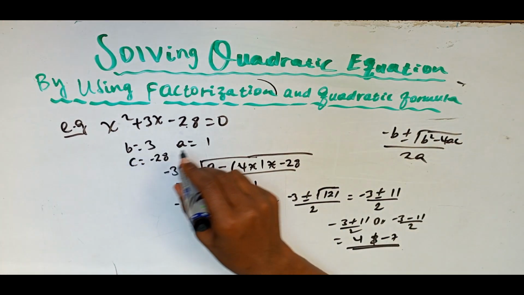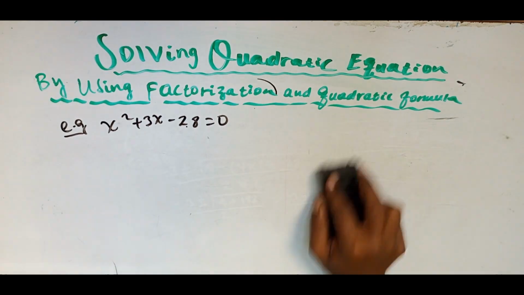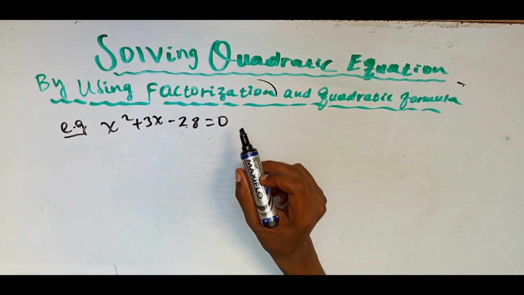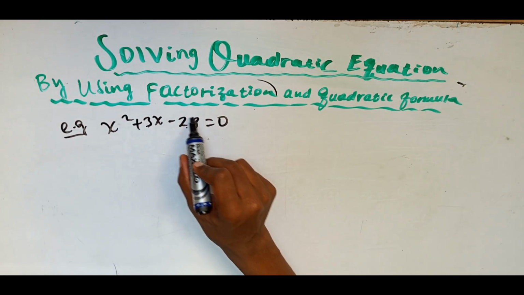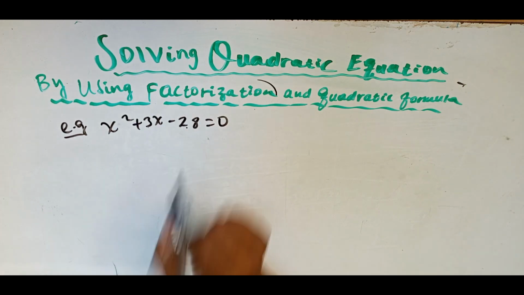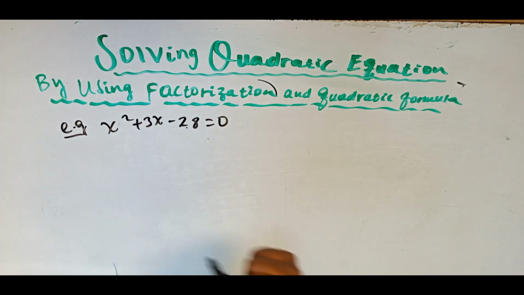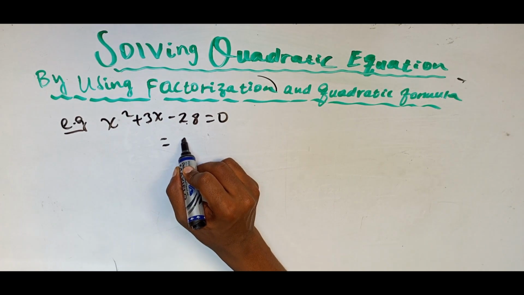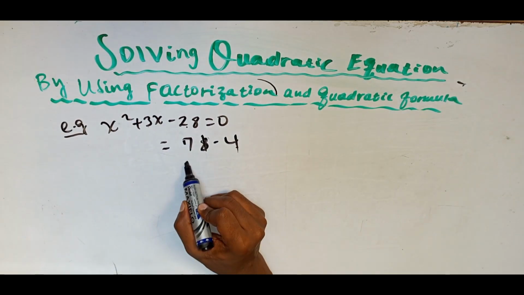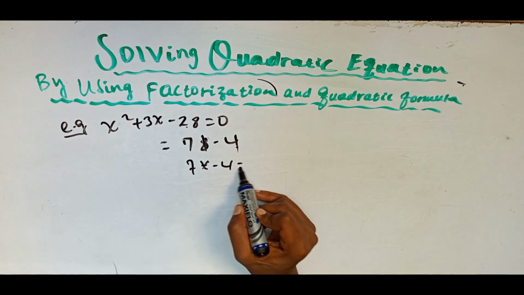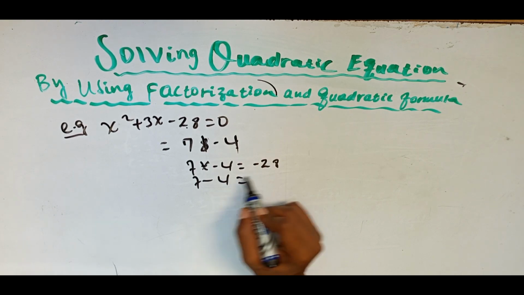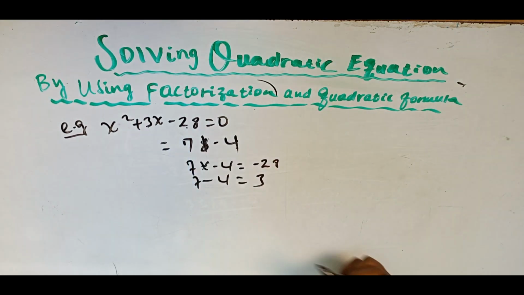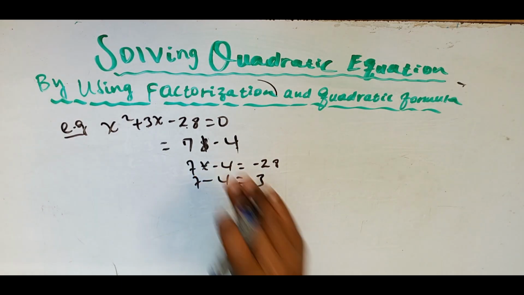Let's solve this equation by using factorization. What we are going to find when we use factorization, always we have to remember two numbers which, when we multiply them, give us this value, and when we sum those numbers, we get this value. So if we take, for example, 7 and minus 4, 7 times minus 4 is what? Minus 28. What's left? 7 minus 4 is equal to what? 3. So we get this one and we get this one. So what we are going to take is 7 and minus 4.